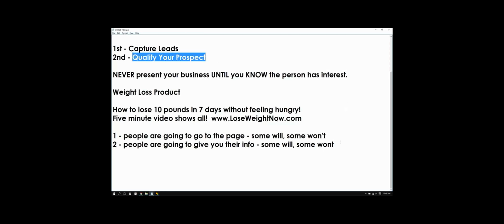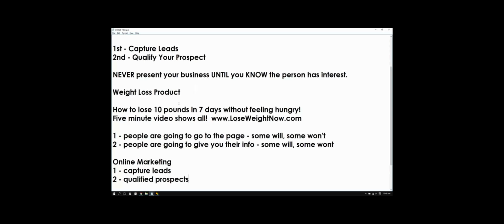So with the internet, with online marketing, we can capture leads, and we can do it in such a way that we only get qualified prospects. We can use internet marketing to do the first two steps of business without ever talking to anyone, and we can do it on a really, really big scale.